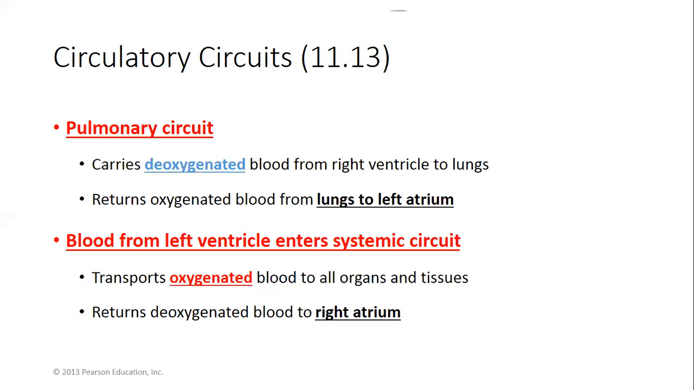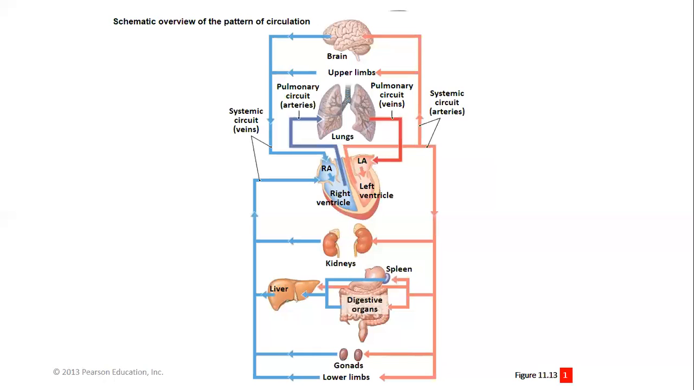So from the left ventricle, blood enters the systemic circuit, it's oxygenated blood, and that oxygenated blood by way of arteries is transported all the way to organs in every tissue in the body to deliver that oxygen, pick up the CO2 that's being produced there, and then veins return that deoxygenated blood back to the right atrium, and the whole circuit starts all over again. So again, here's a figure that illustrates that.